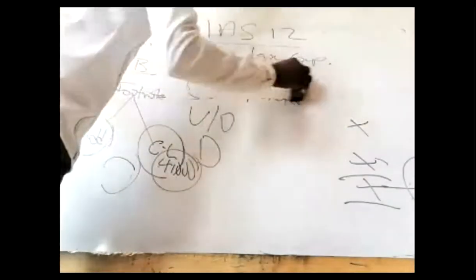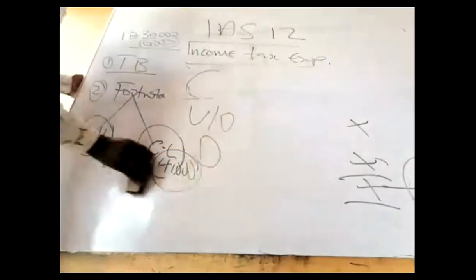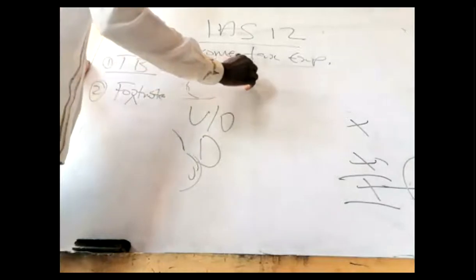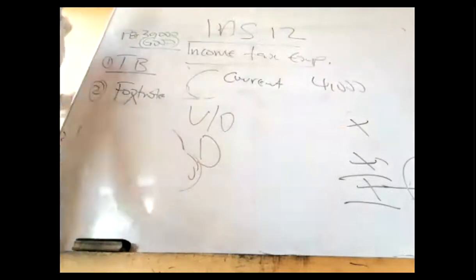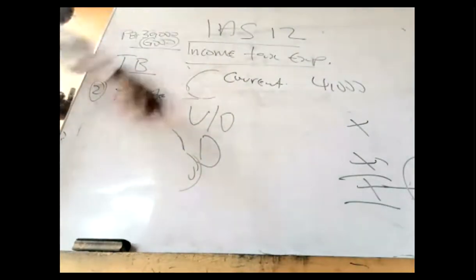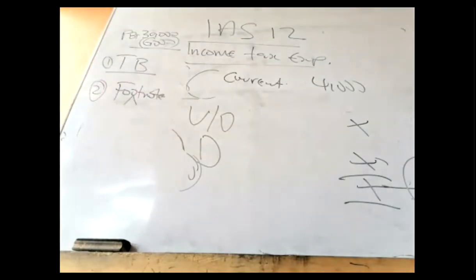So in short, in this case, all we do is this. I'll come here and tell the examiner, the current year tax provision should be what? 4,000. First thing. Because that's the provision. Whether they paid it or not, I'll put the 4,000 there.